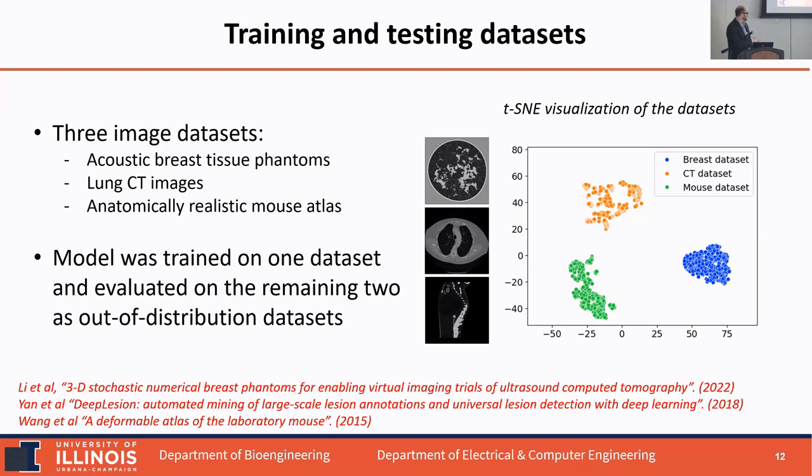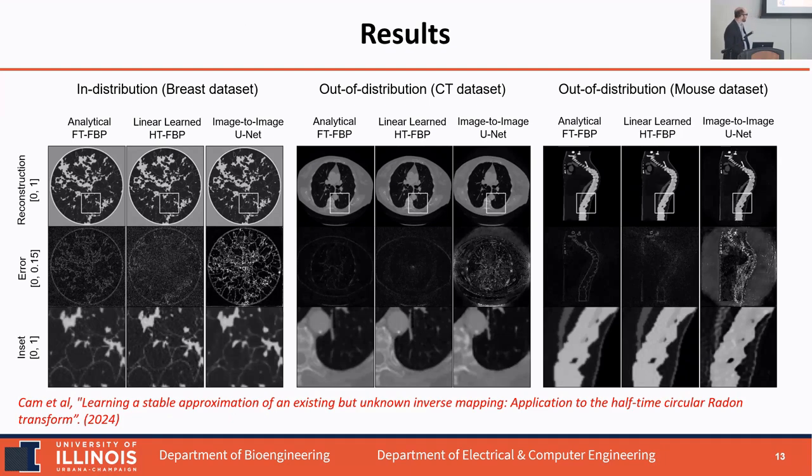Okay. This is just showing a t-SNE embedding of these three data sets, just to remind you that the statistical properties of these images were quite different. So what we did was we trained our model using one of these data sets and tested on the other. So this is like an extreme test of generalization. And here are some results.